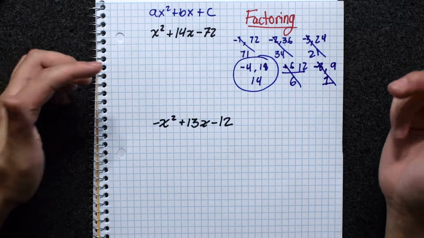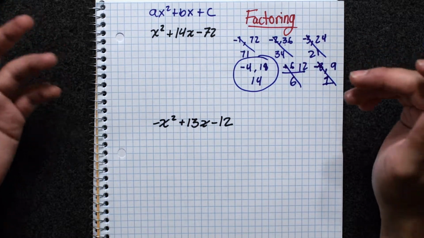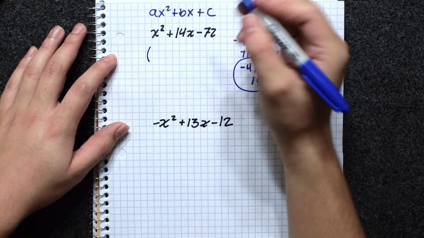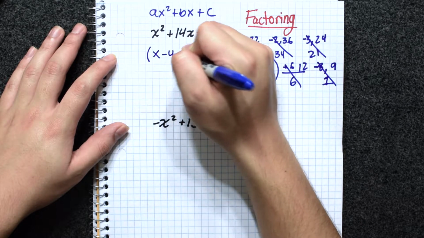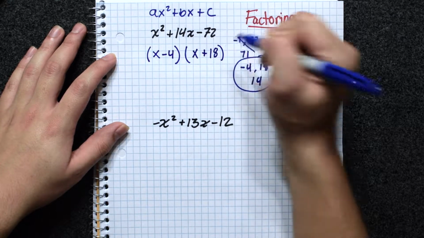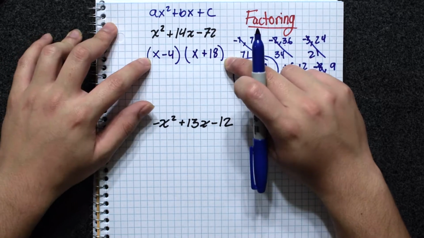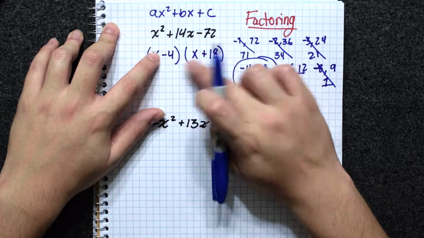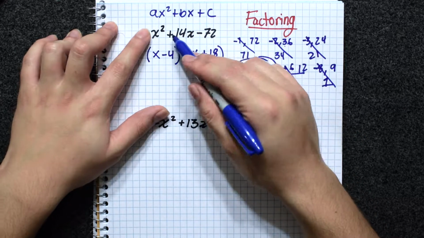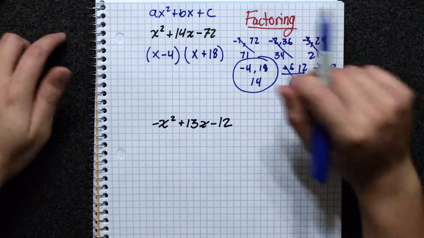And so what do you do with those numbers? Well, actually, it's very, very simple. Once you find these numbers, that's how you factor. That is your factored equation. You're going to take x minus 4 times x plus 18. And there, you factored this out. Basically, you broke this down so that these are being multiplied. And if you were to use the FOIL method, right, first, outer, inner, last, you would find your original equation. So that's it.